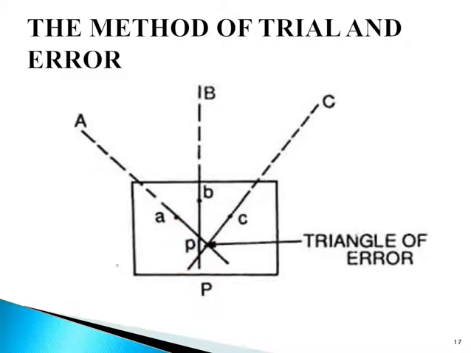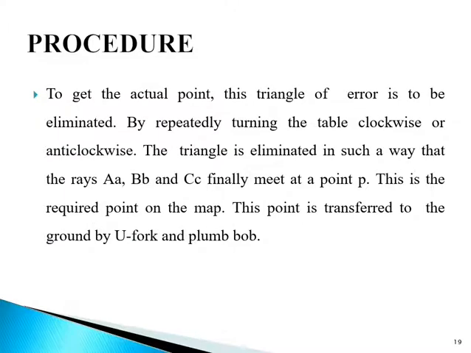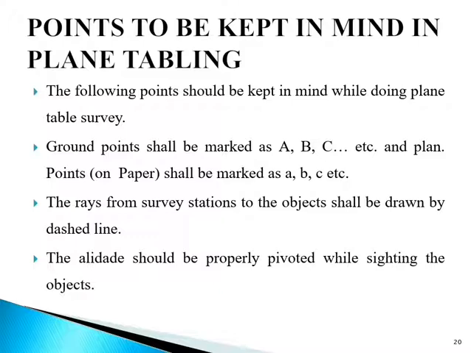So this is the required point on the map, and this point is transferred to the ground by U-fork and plumb bob. Here is the procedure of it, so you can write all the steps from here. Next we are going to discuss points to be kept in mind in plane tabling. The following points should be kept in mind while doing plane table survey.